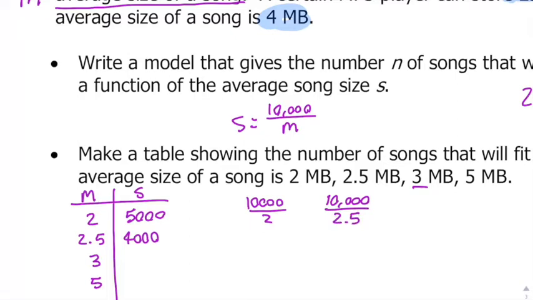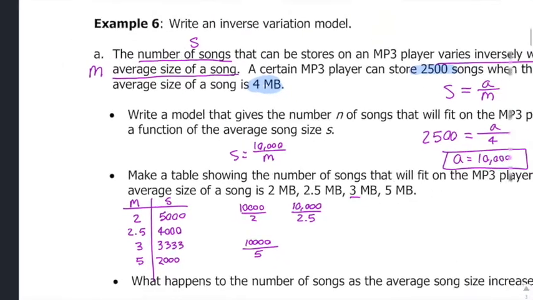Okay. Next one, I don't know if this is going to come out very clean, so we might have to do a little bit of rounding. So 10,000 divided by 3 megabyte songs, it's going to be 3,333. I guess 0.3, honestly, you can't have 0.3 of a song, so let's round down in this case. And then obviously you got 5 here. 5 goes in the 10,000 2,000 times there. So that gets you 2,000 songs there in that situation.